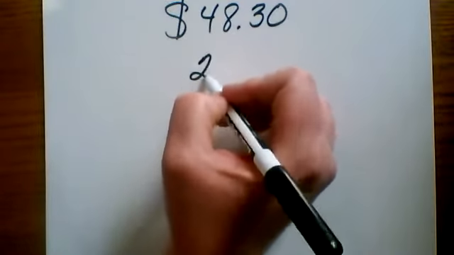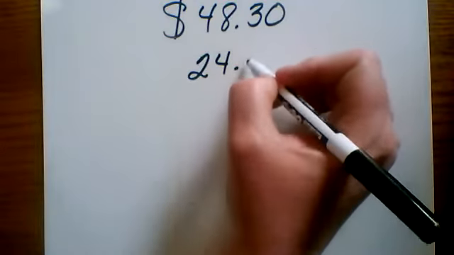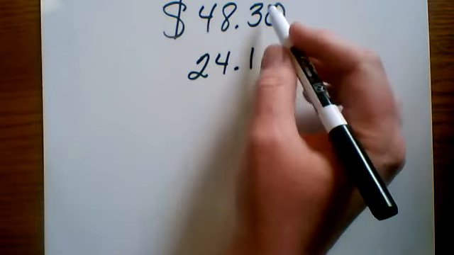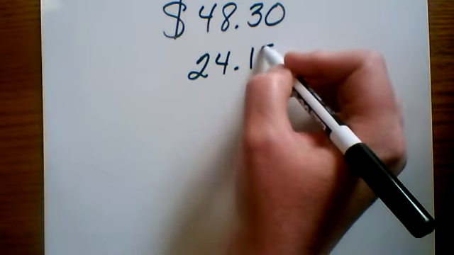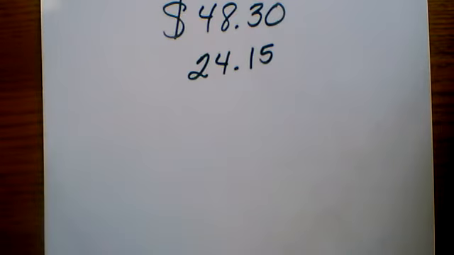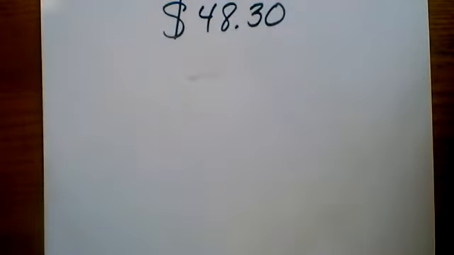2 goes into 4 twice, 2 goes into 8 4 times, 2 goes into 3 once with 1 left over, 2 goes into 10 5 times. So my answer is $24.15.